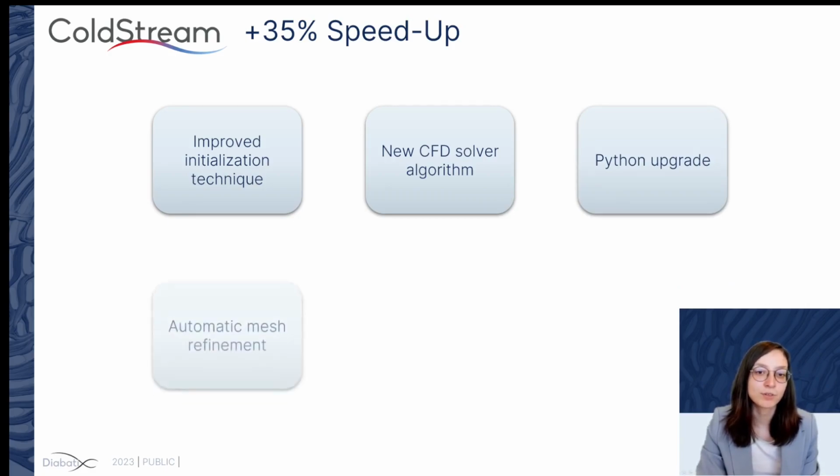Besides that, we have also introduced automatic mesh refinement during the design process, which captures all the proper physics and all the detailed fields. This allows for coarser resolutions in regions of less interest without sacrificing any accuracy.